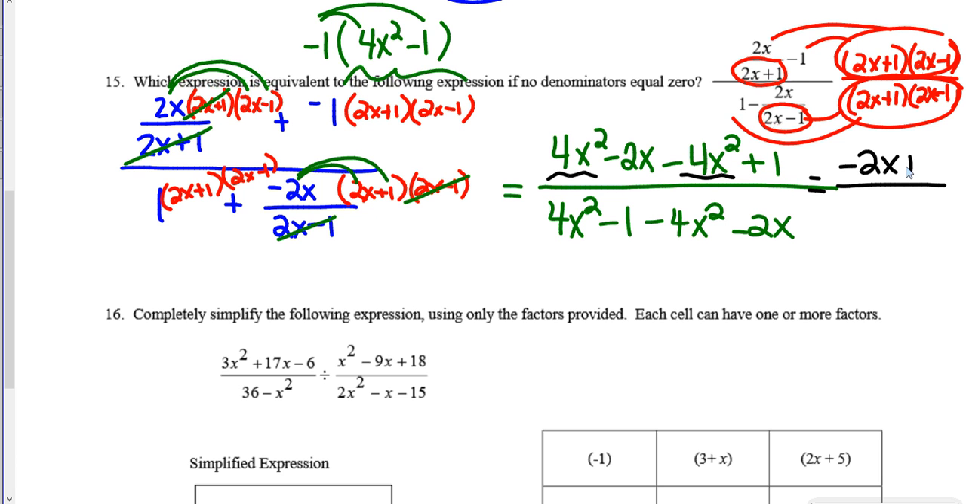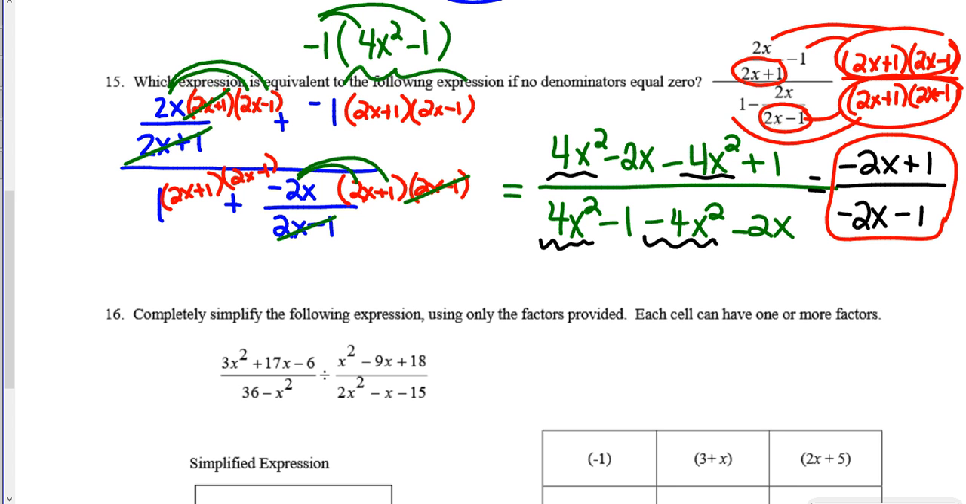Then I have negative 2x plus 1. On the bottom, I have 4x squared minus 4x squared, so those two drop out. And I have minus 1 and minus 2x. I'm going to write the negative 2x first and then the minus 1. This looks like something that I might be able to reduce, but it's not. I could leave it like that, so that would be a fine answer.